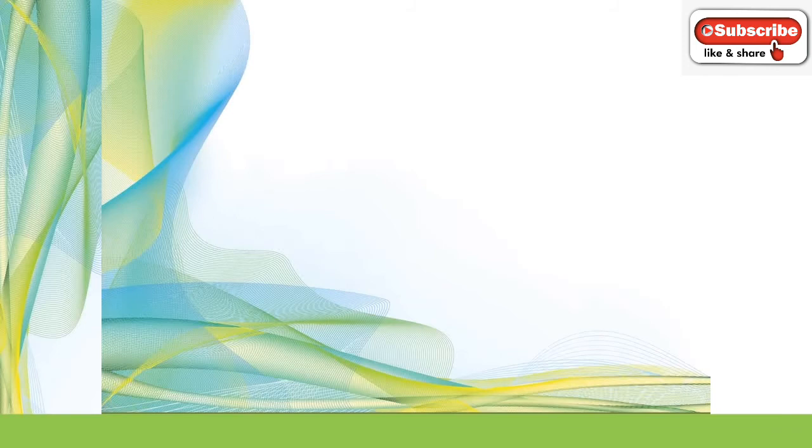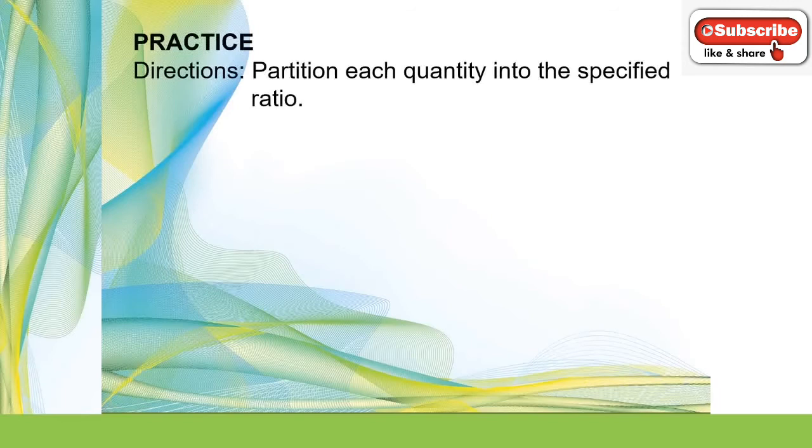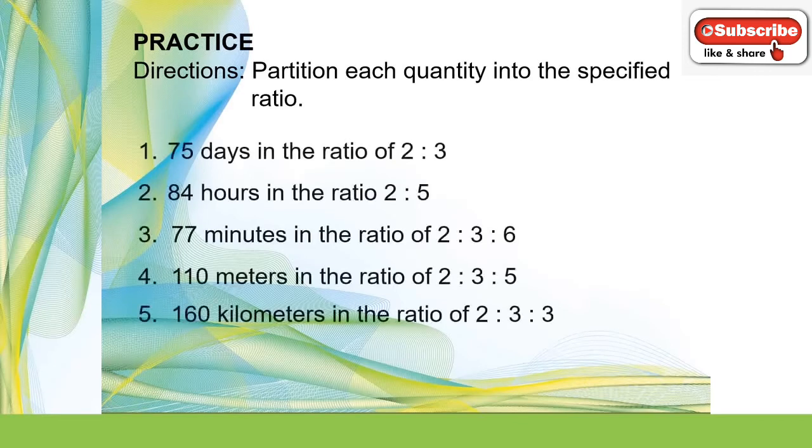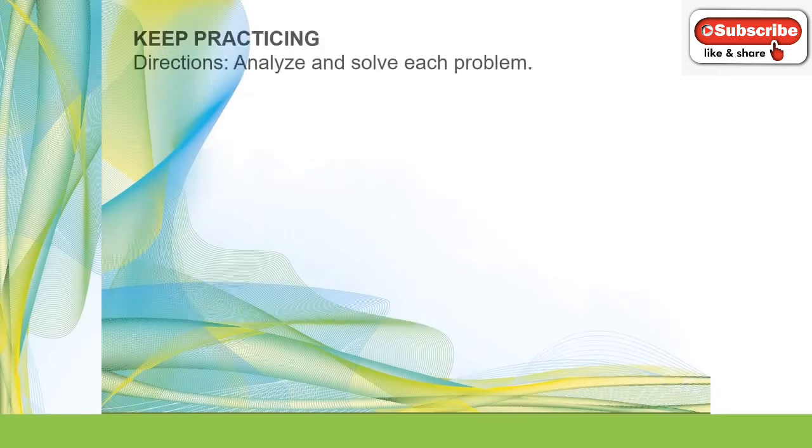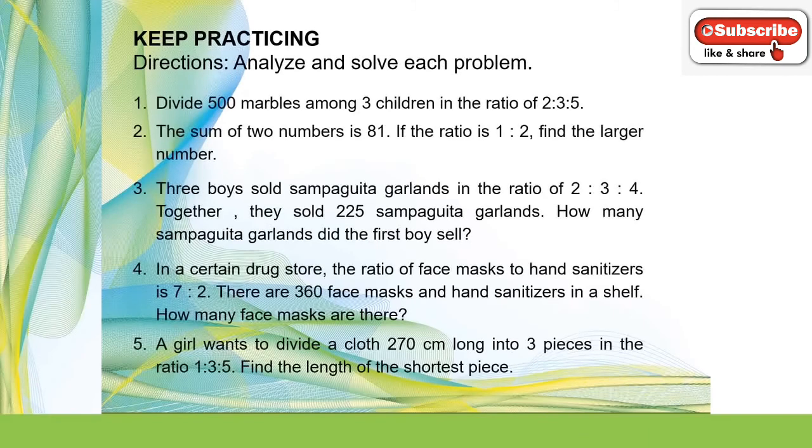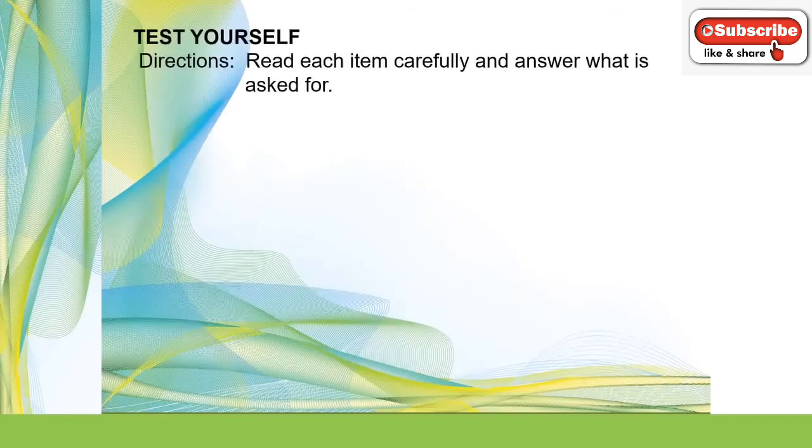It's time to answer now the 3 activities. Write your answers in your math notebook, and checking of answers will be done after our discussion. The first activity is practice. Directions: partition each quantity into the specified ratio. Ready? Begin. The next is keep practicing. Directions: analyze and solve each problem. Go. And the third activity is test yourself. Directions: read each item carefully and answer what is asked for. Start.